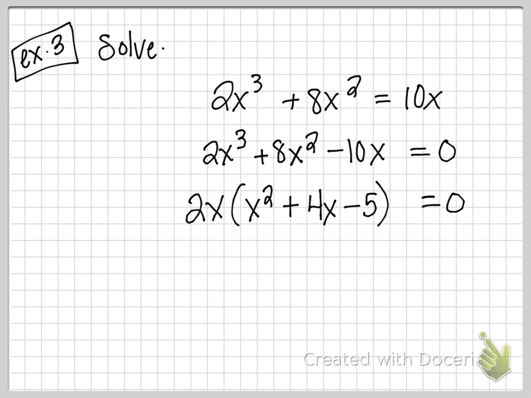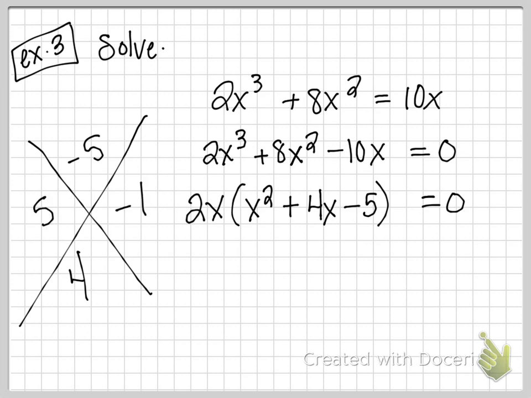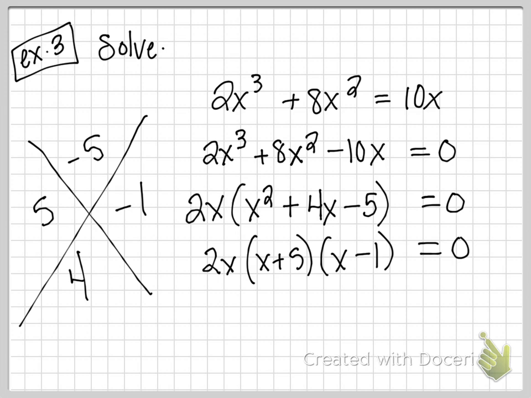This isn't fully factored. We've got to look at that expression inside of the parentheses. Negative 5 and 4. Negative 1 and 5. Good. 5 and negative 1. Okay, and we have a 1 in front of our x squared, so we don't have to do our little division. So we get 2x times x plus 5 times x minus 1 equals 0.